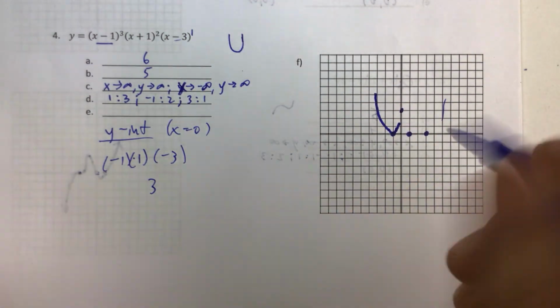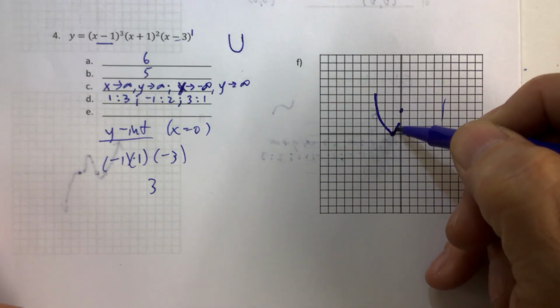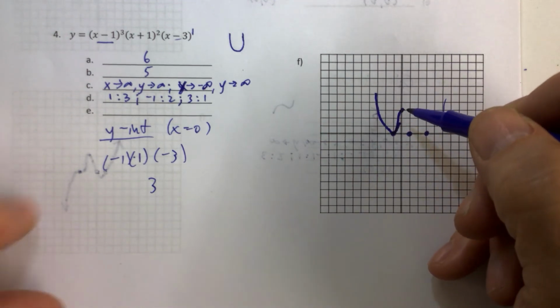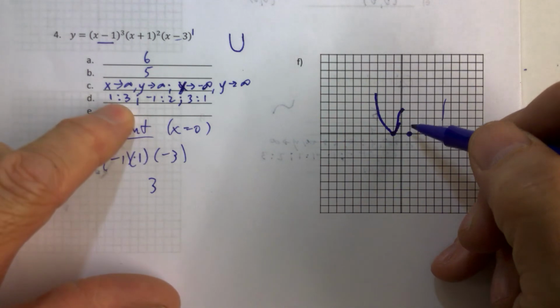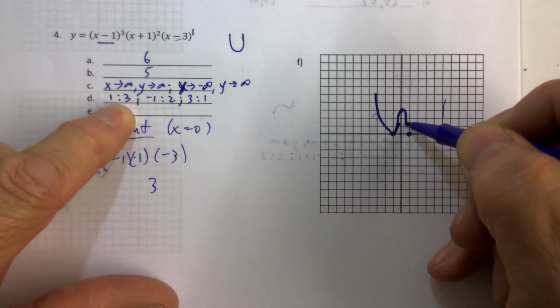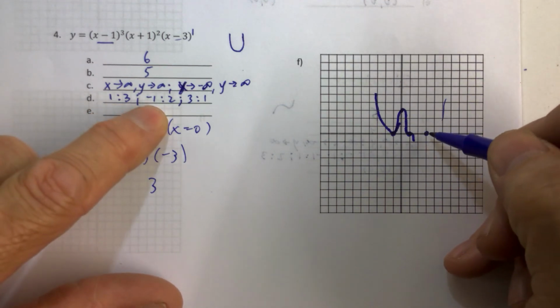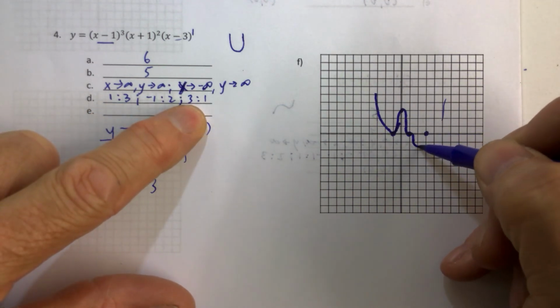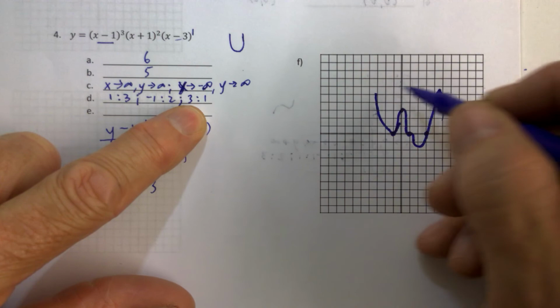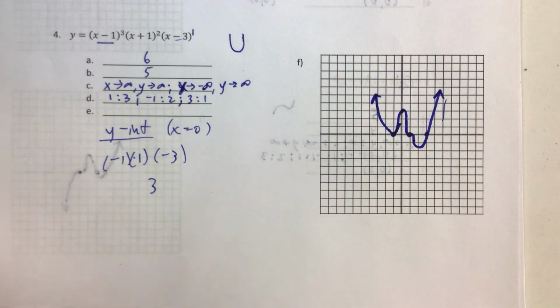So really it touches the x-axis at negative 1, comes up here. And then at positive 1, that's a multiplicity of 3, so that means it's going to do a squiggly right there. And then at positive 3, the multiplicity is 1, so we're going to go up through the x-axis like that. And that is your graph.